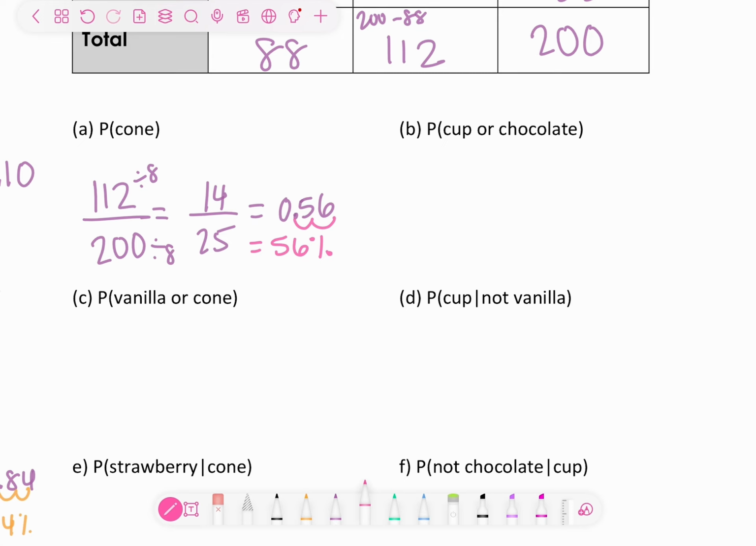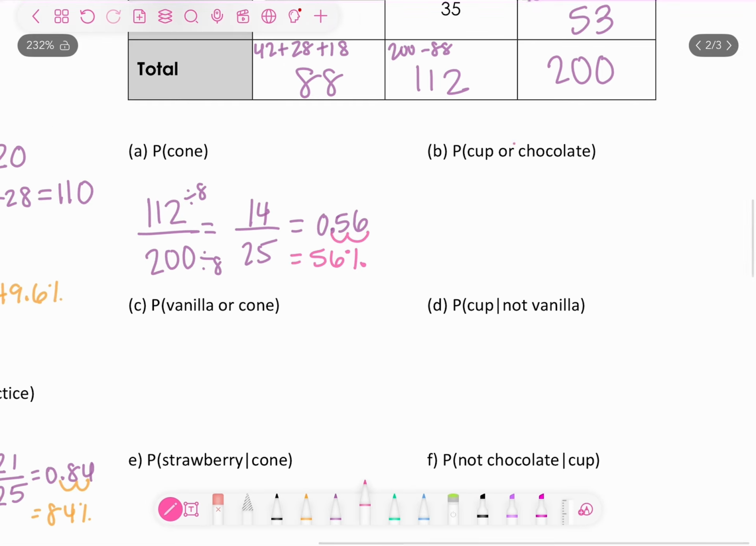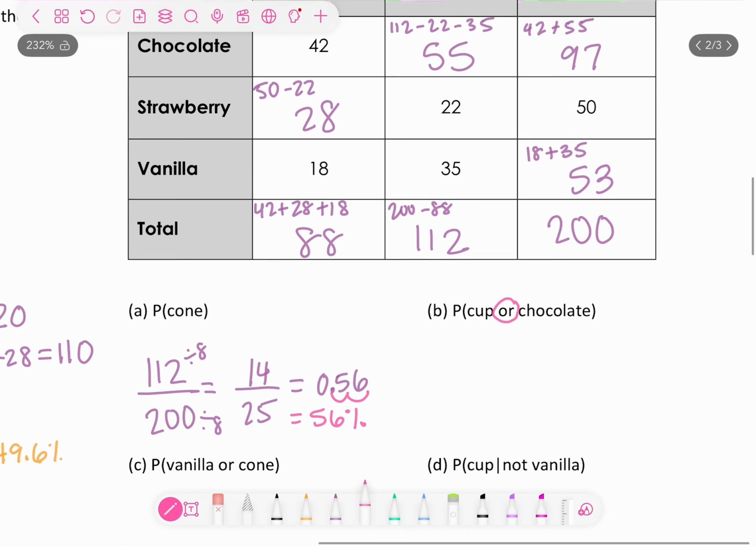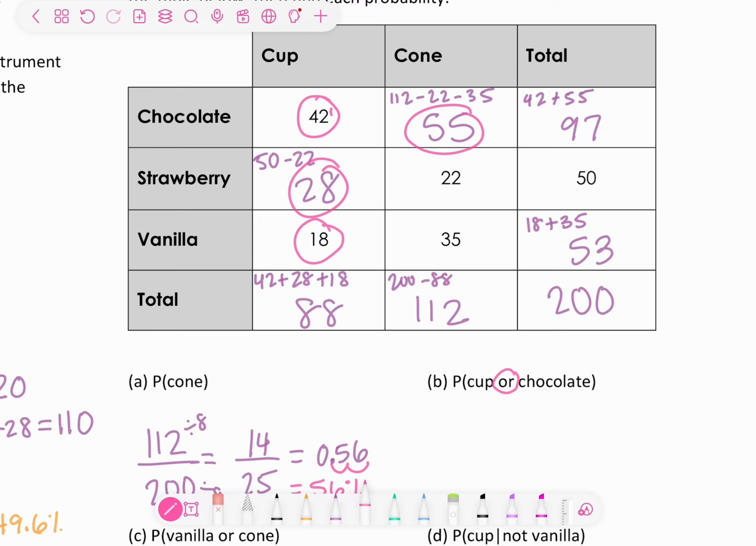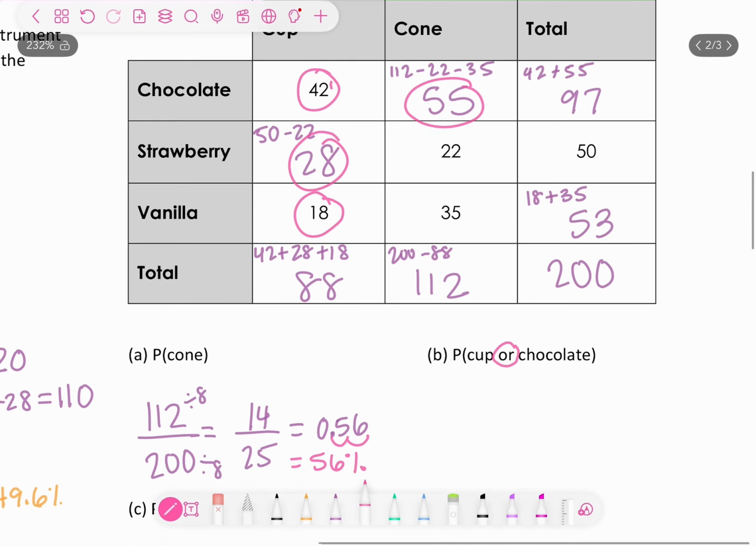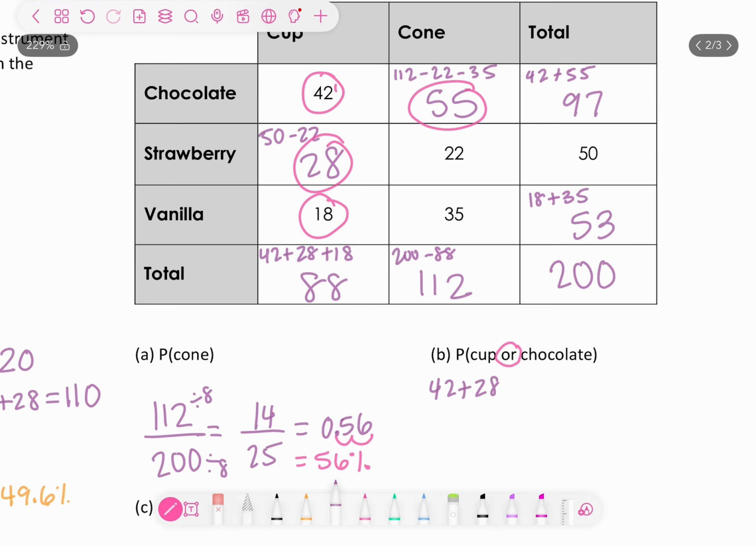Now we're going to look for the probability of cup or chocolate. So be careful here. This is or. It's very easy to make a mistake. Cup or chocolate. Anything in the cup, anything in the chocolate, add them all together. So for cup, it's going to be 42, 28, 18. I'm not going to add the total to that because that's already adding them up, right? And then chocolate, I've already done the 42, so just the 55. So it's just those 4 numbers that I'm going to add up here.